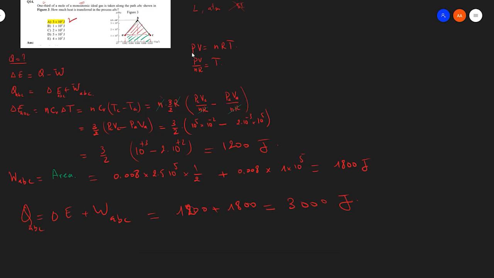So never forget that PV equal to nRT. You might write some relations, but this one is always valid for the gas. Then delta E does not depend on the path. It's equal to N CV delta T. You can write it in all the processes, just from the initial and the final. No need to go through B. Don't forget, CV depends on the gas. Monoatomic, it's 3 over 2 R. The diatomic is 5 over 2 R, and polyatomic is 6 over 2 R.